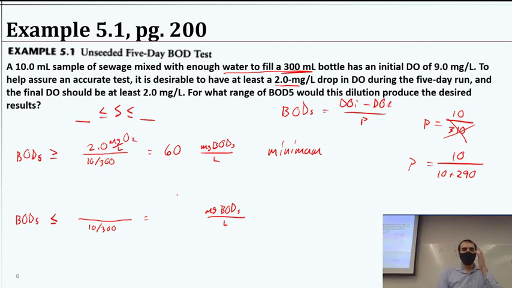Okay. On the other hand, if we want at least 2 milligrams per liter remaining, we started with 9, that would be 9 minus 2, again, milligrams per liter O2. So this is going to be 7, a drop of 7. We can't do more than a drop of 7, so the BOD 5 must be less than or equal to this maximum value here. And we do this calculation, 7 divided by 10 over 300. This is going to give us 210 milligrams BOD per liter.